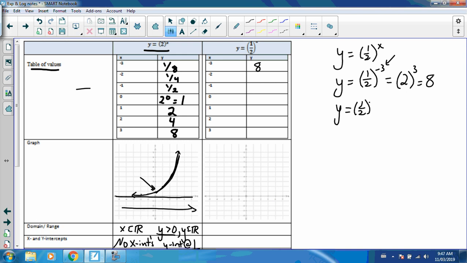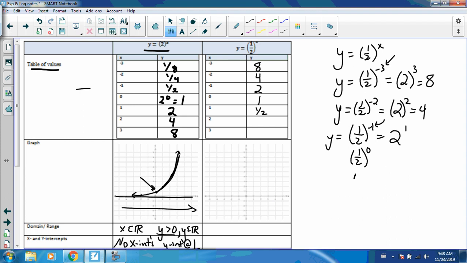1/2 to the power -2 is going to be 2 to the power +2, which is 4. -1, well, that's just going to flip that 1/2, and it's going to be 2 to the power 1. So our value of y when x is -1 is 2. 1/2 to the power 0 is 1. And then 1/2 to the power 1 is obviously just a half. 1/2 squared is 1 squared over 2 squared.